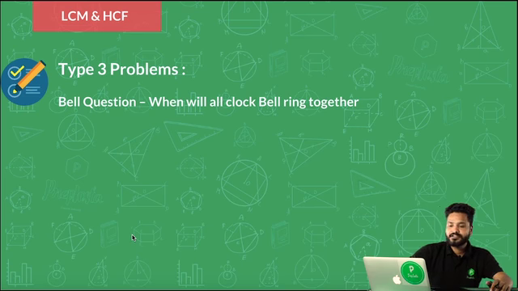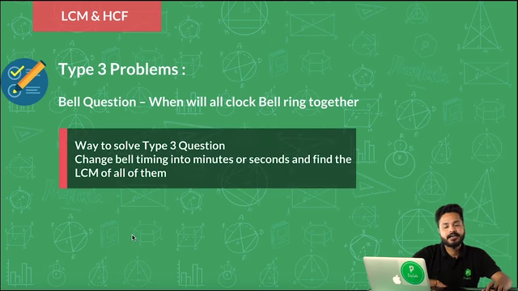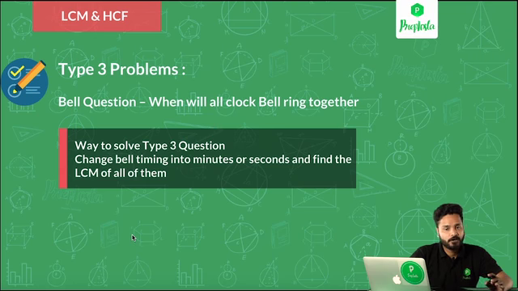In such questions, you just have to find the LCM of all of them. So you calculate the bell timings in minutes or seconds. You have to convert them into one single unit, whatever you do, minutes or seconds. And then you have to find the LCM of all those. And that is the time when they will ring together again. We'll have an example on this once we start solving the questions from LCM and HCF.